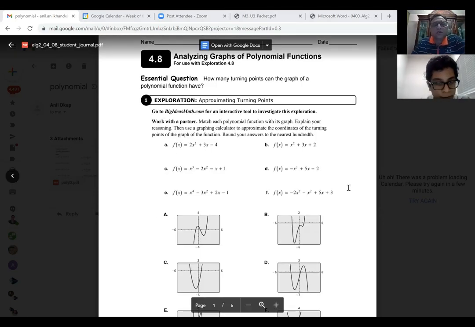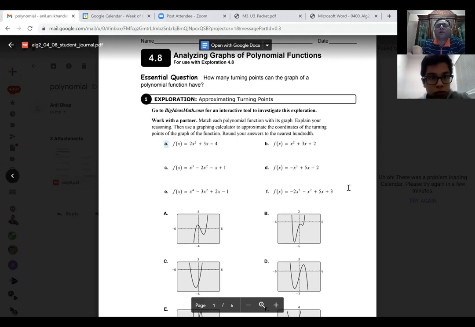If you have x squared, then which graph will it correspond to? It's going to be a parabola, like this, right? So for a square function, you may have to just figure out which parabola it actually is.